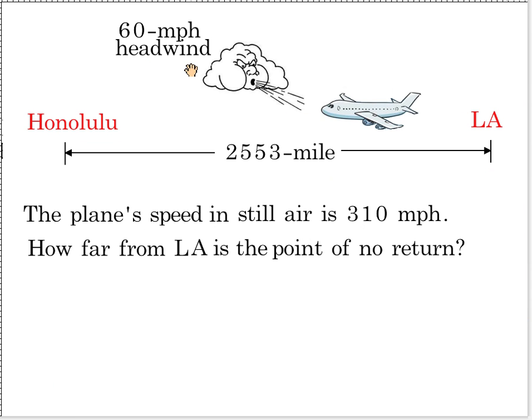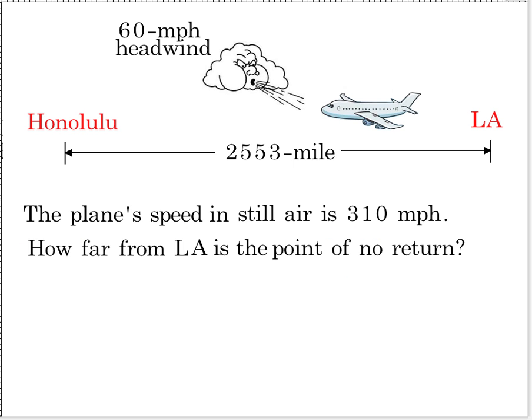That right there, that diagram, eliminated 2/3 of the words, and it's the stepping stone, it's a transition to the algebra of the problem. The only parts that it didn't capture were the plane's still speed, the speed in still air at 310 miles per hour, and it didn't answer the question, how far from Los Angeles is the point of no return? Now that idea, the point of no return, I actually played around with it.